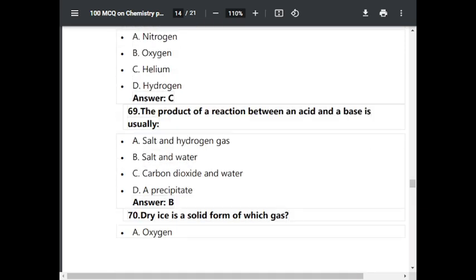Question number 69. The product of a reaction between acid and base is usually option A salt and hydrogen gas, option B salt and water, option C carbon dioxide and water, option D a precipitate. The correct answer is B salt and water. B is the correct option.